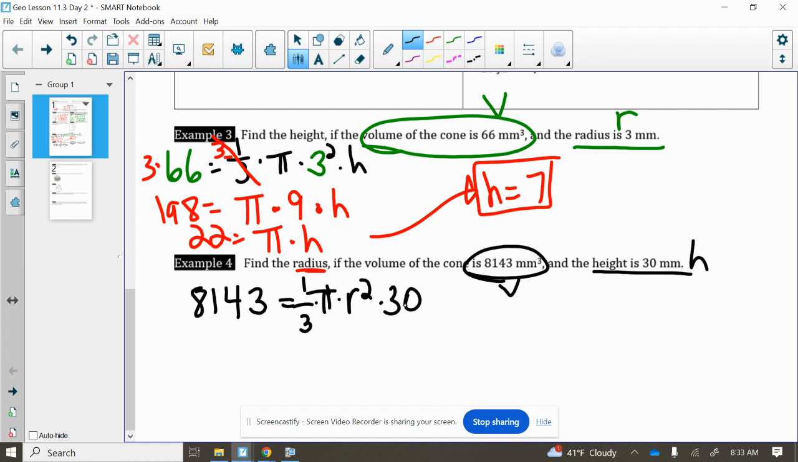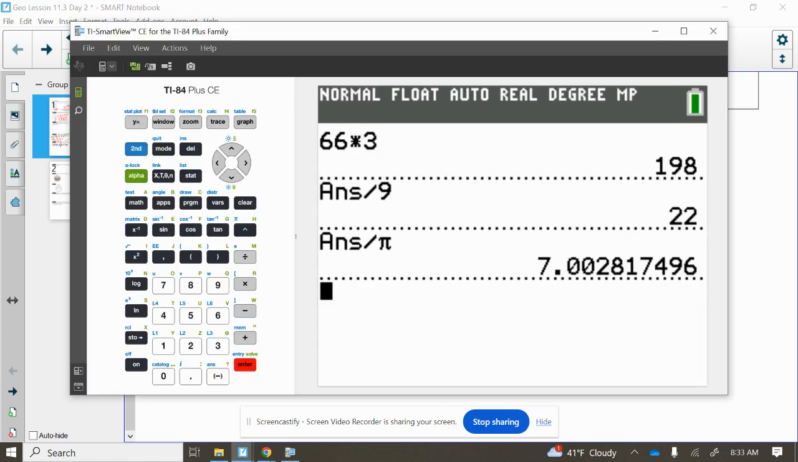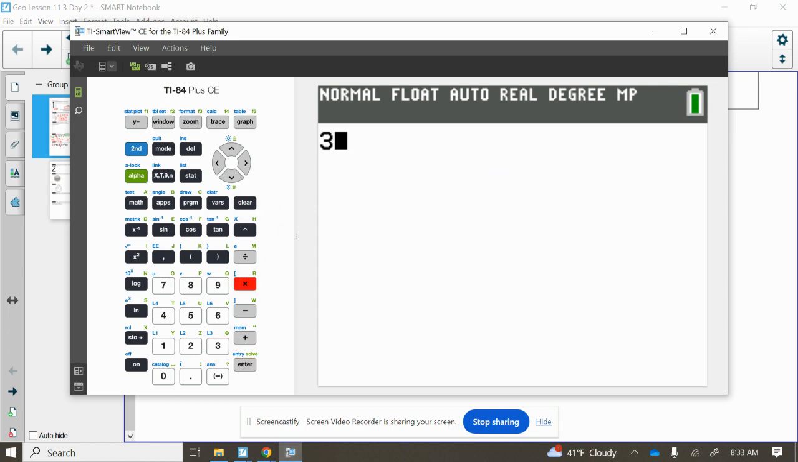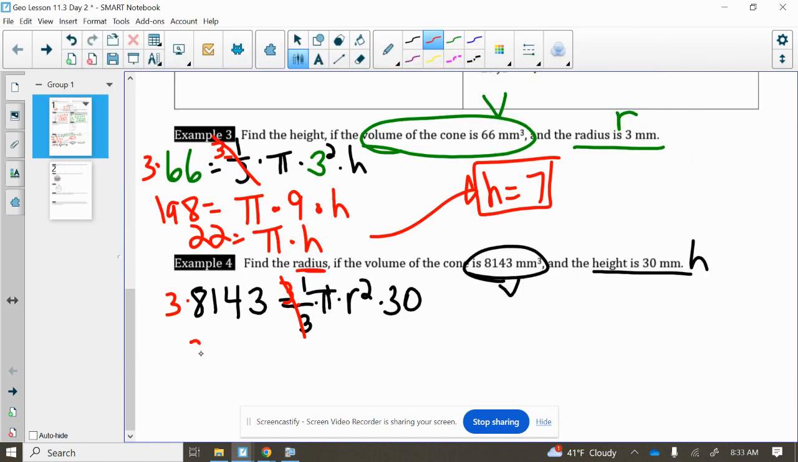So again, I like to start this off by multiplying both sides by 3 because that cancels out the 1/3. So 3 times 8143 is 24,429. And that equals pi times my radius squared times 30.